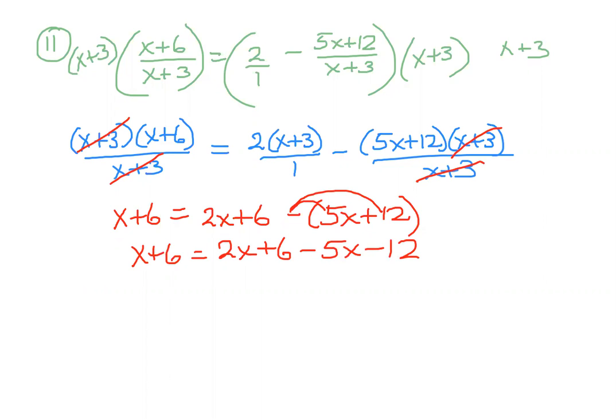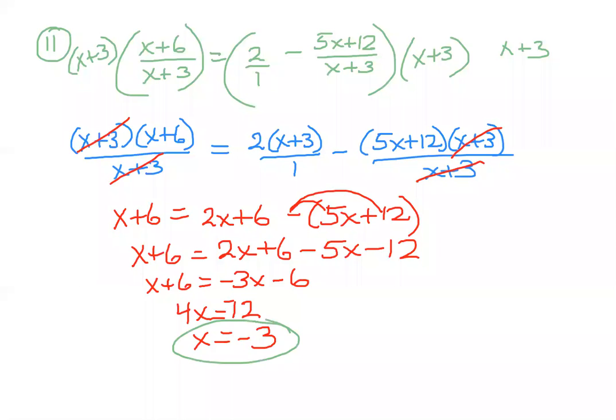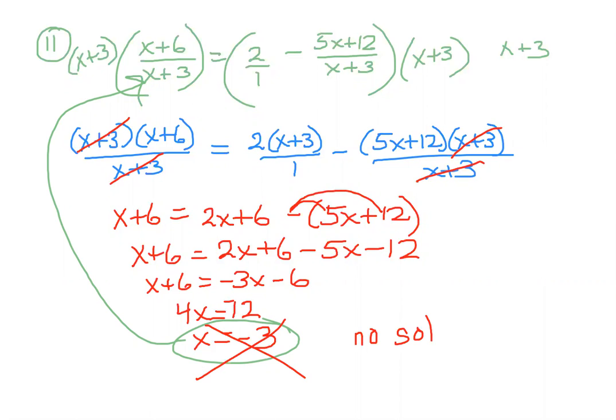And let's put all our like terms together. Okay, we get x plus 6 equals negative 3x minus 6. So this becomes 4x equals negative 12, and x equals negative 3. But look what happens. What happens if we put a negative 3 in there? We get a 0 in the denominator. So this doesn't work, and there is no solution to this problem.